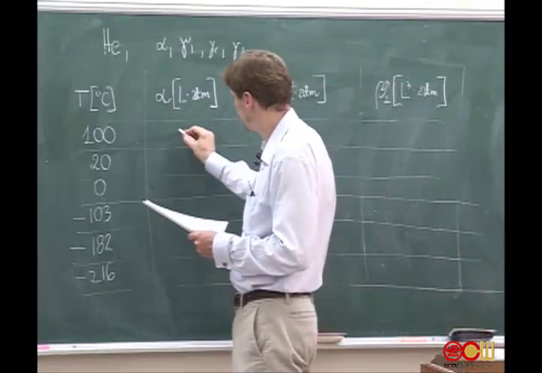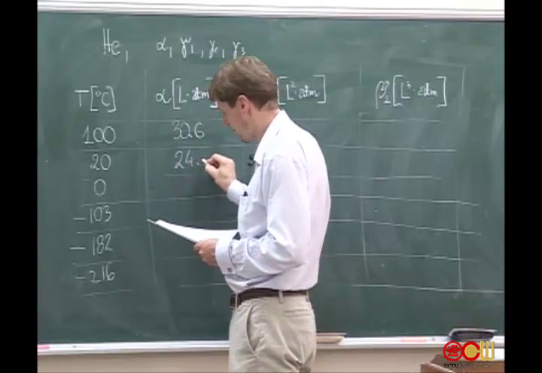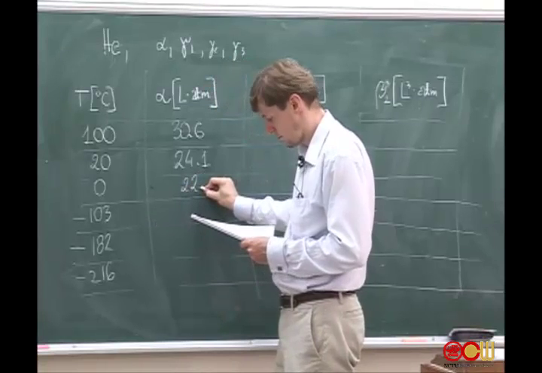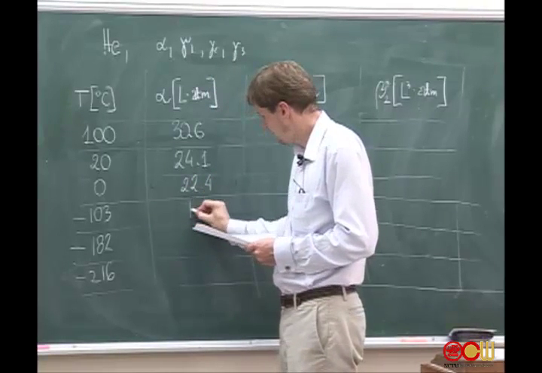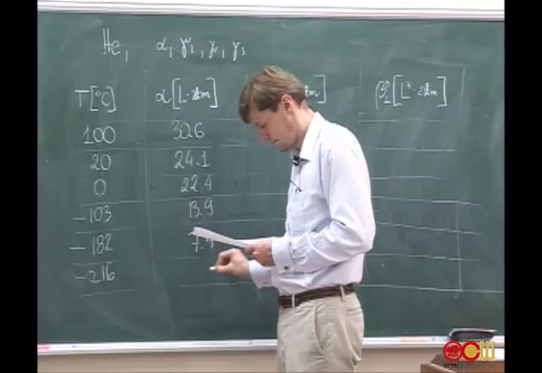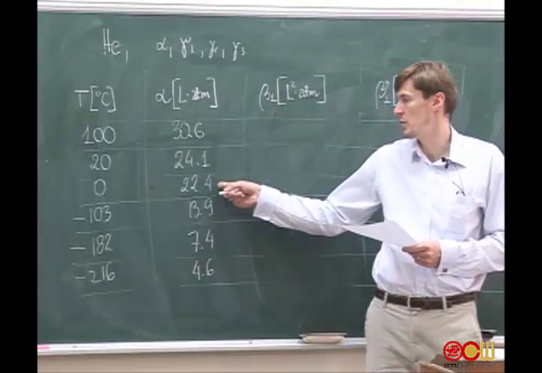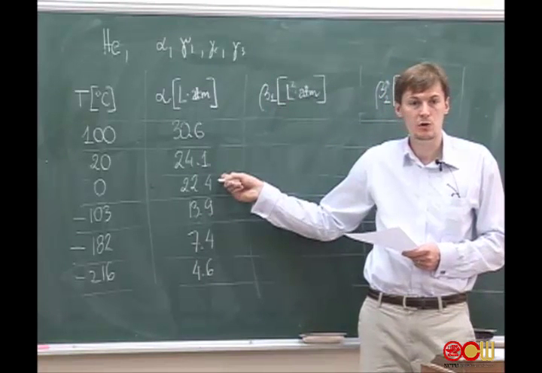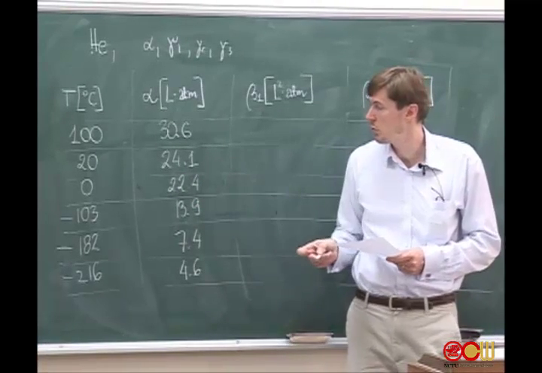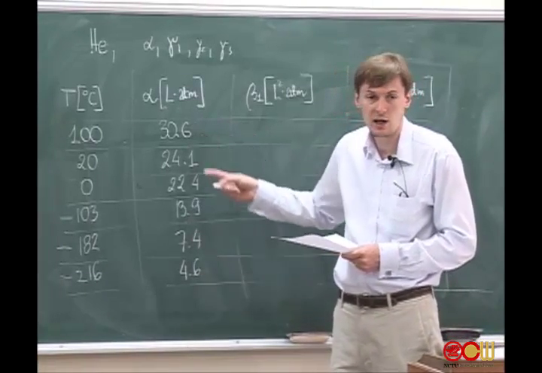The first term, 30.6, 24.1, 22.4, 13.9, 7.4, 4.6. And if you look a bit longer, you probably recognize that this, in fact, looks like molar volume. At 0 temperature, 22.4, at 20 degrees, 24.1. So you see that this thing, this alpha, is really changing with the temperature, and it's kind of large.